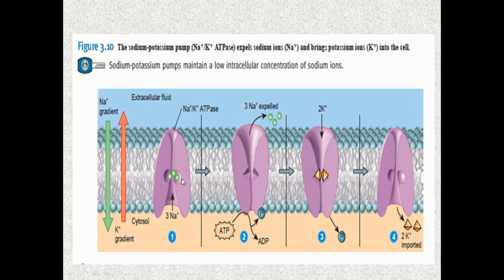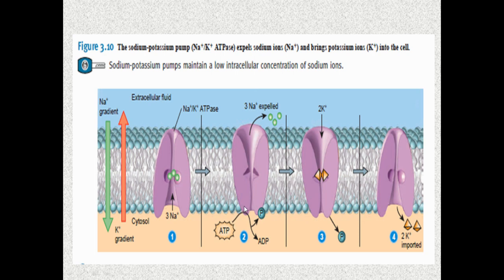This is called the pump, otherwise called the sodium potassium ATPase. Okay, so what does it do? See, when ATP binds to the sodium potassium pump, first sodium enters from the cytosol, and it is present in this region.